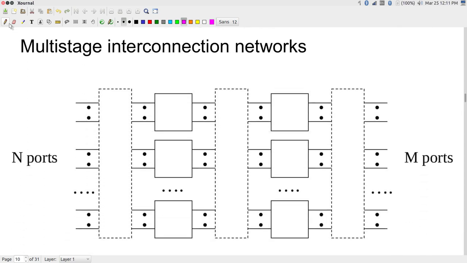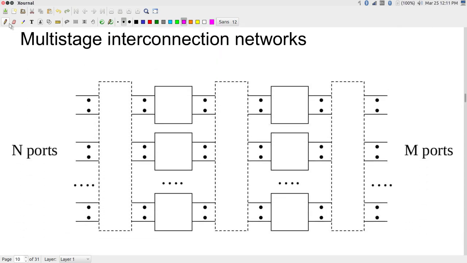An alternative to that is something called a multi-stage interconnection network. I have N input ports, M output ports. What will essentially happen is that I could, for example, have a connection that looks something like this. Let's say that I wanted to go from 1 to 5. One way of doing it could be that I will go through this and over here I will switch down to this side.